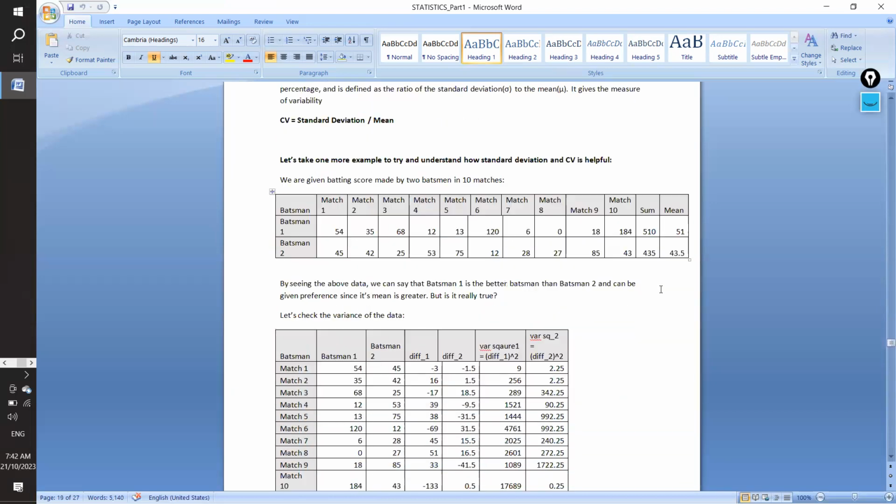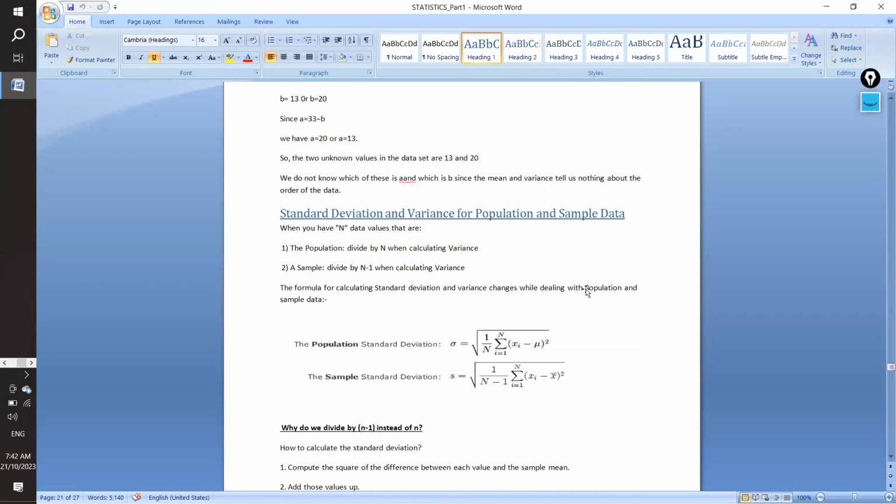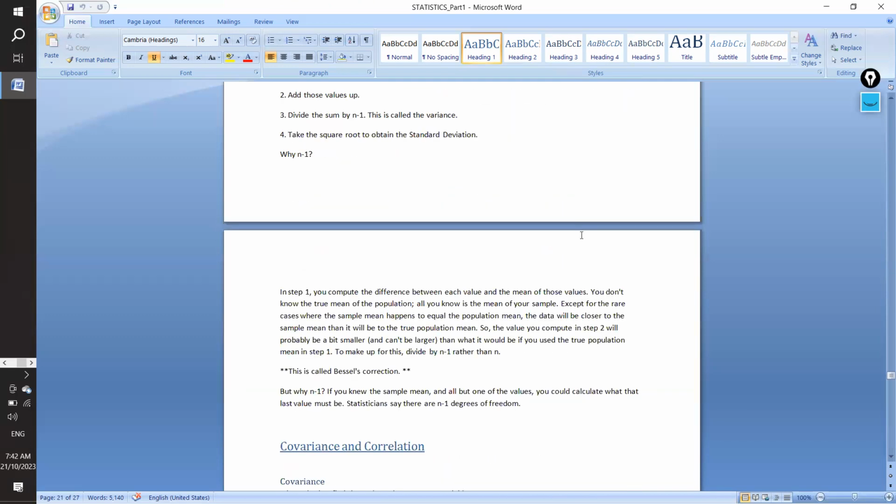Coefficient of variation. And also one important example we have seen, like why you should not blindly go with the mean, how you should go a bit deeper and understand the variance of the data, and then you can take a decision about which is better, where you have consistency. And we also saw what population is, what sample is, and why n minus 1 relates to the degrees of freedom. Agree?